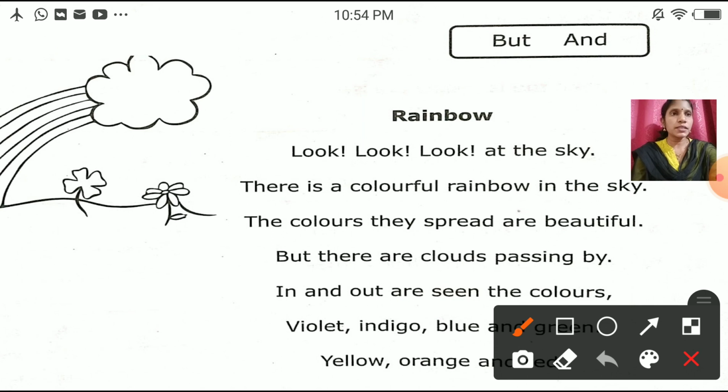Here in the first sentence, you can see, is and there? No. Second line? No. Third line? No. Fourth line? No. So you can see in the fifth line, in and out. So here you can circle and. One minute, children.